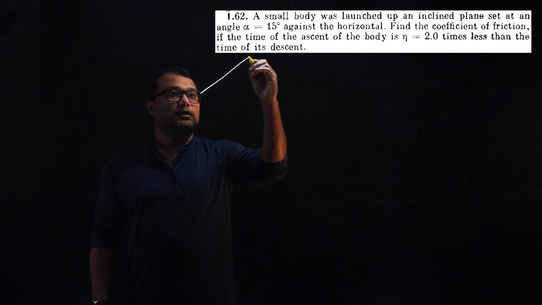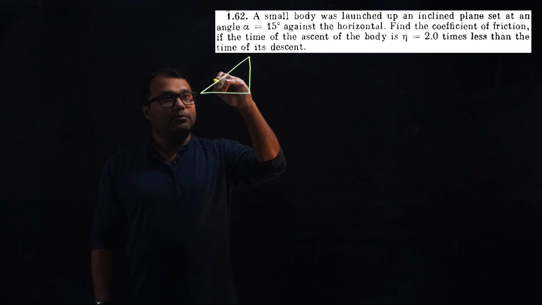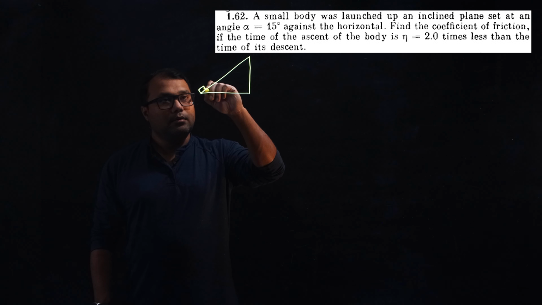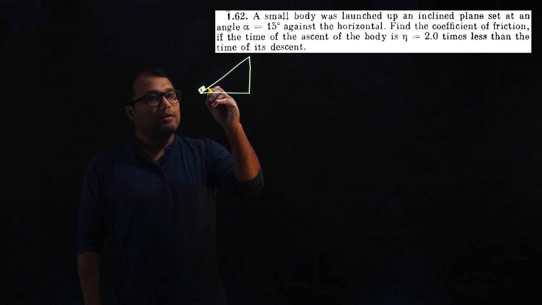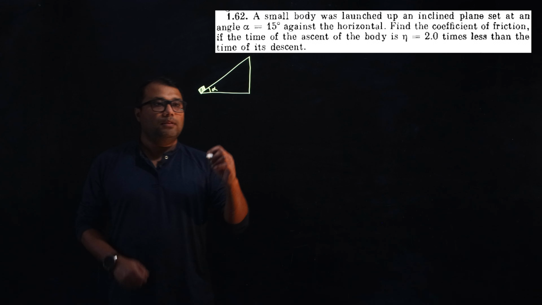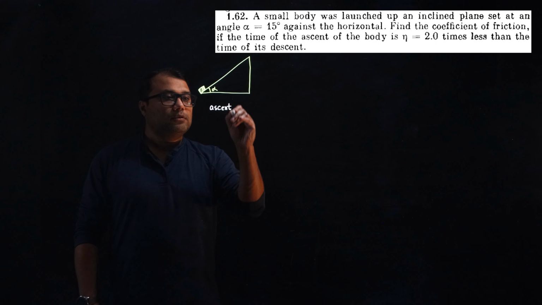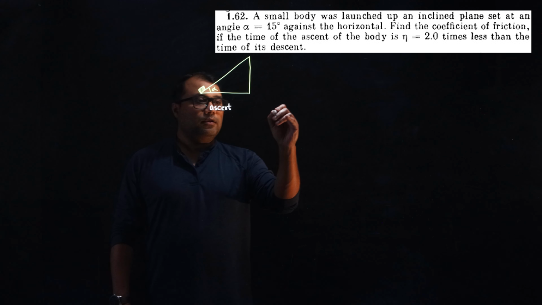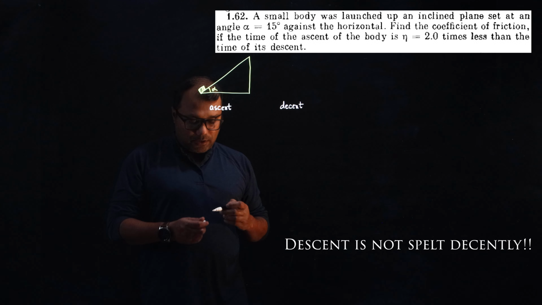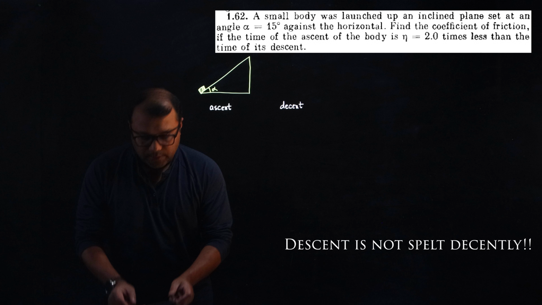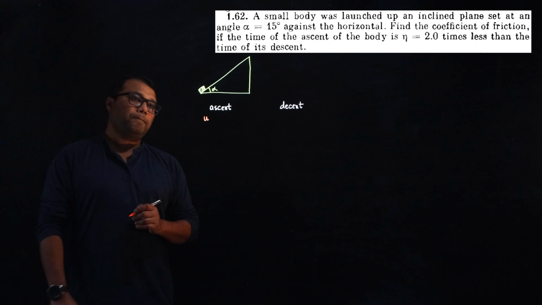Okay, so here's an inclined plane and here's the body. This angle is given as alpha. Let's write ascent scenarios under that and descent scenarios under that. Okay, so in the ascent there is an initial velocity.